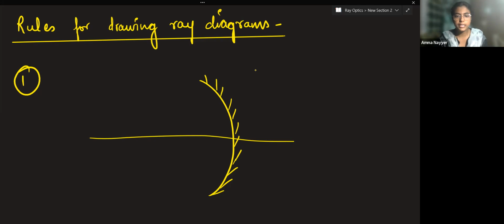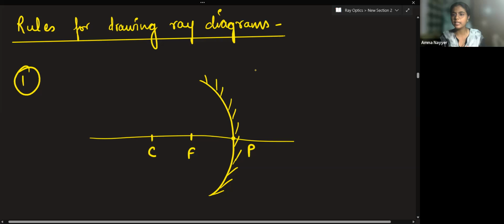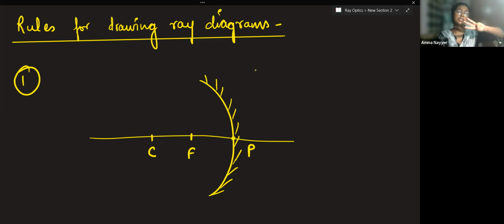Okay, so center of curvature will be there, focus will be there, and the pole will be there. These 3 points will be the reference points. The way you have 3 rays, incident ray, reflected ray, and the normal, as the references for the rays, for the points of reference you have center of curvature, focus, and the pole.